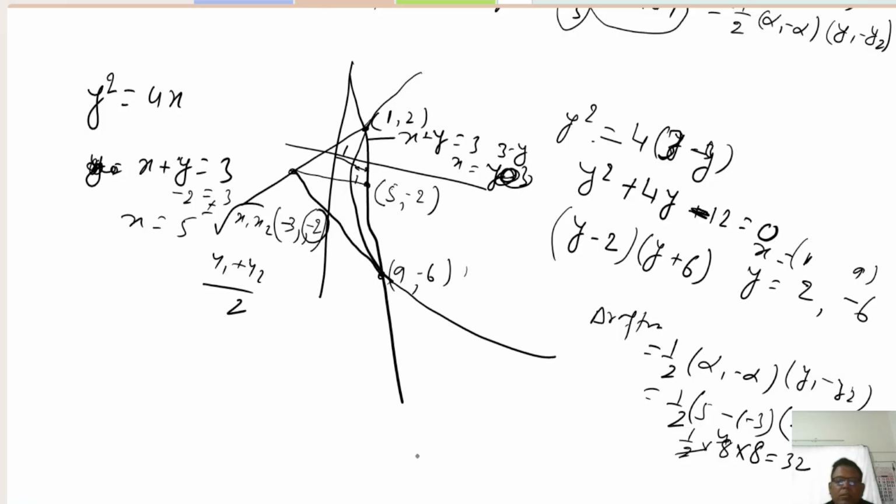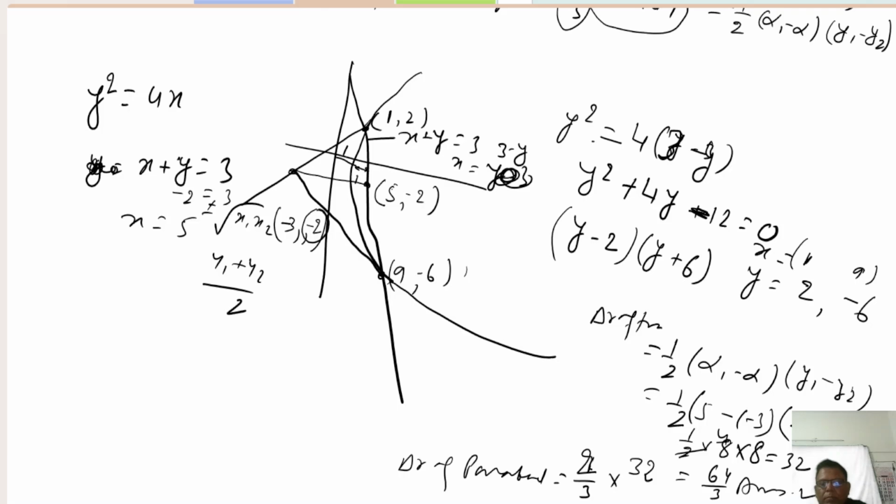That is 32. Then the area of the parabola will be 2 by 3 into 32, which is equal to 64 by 3. That is the answer. Thank you.